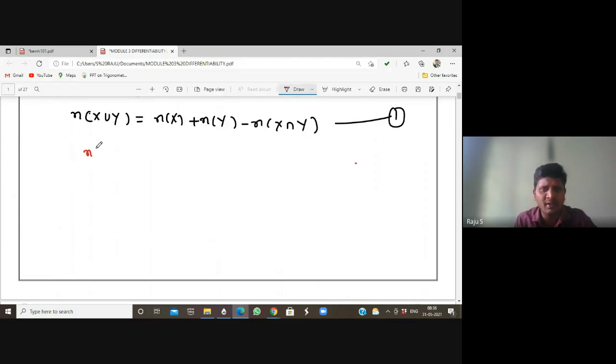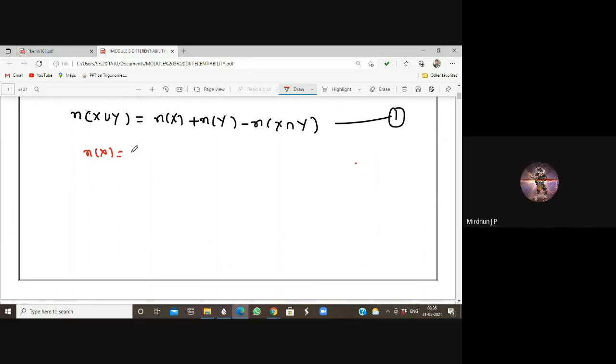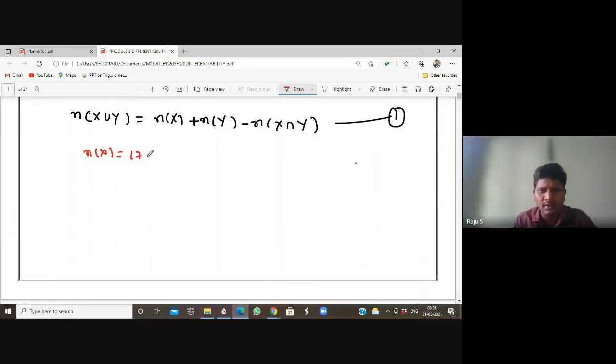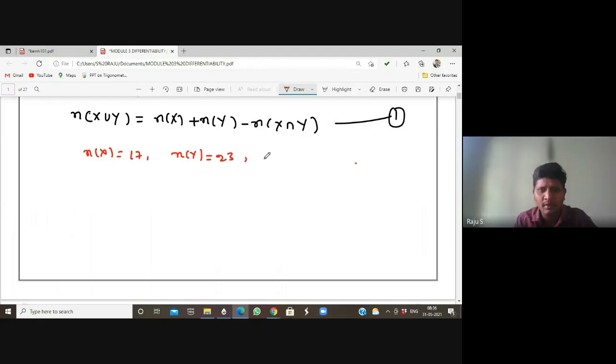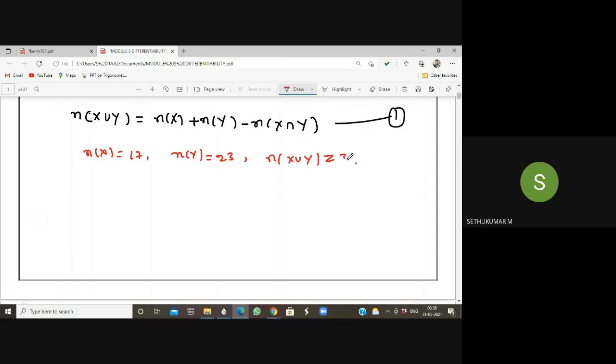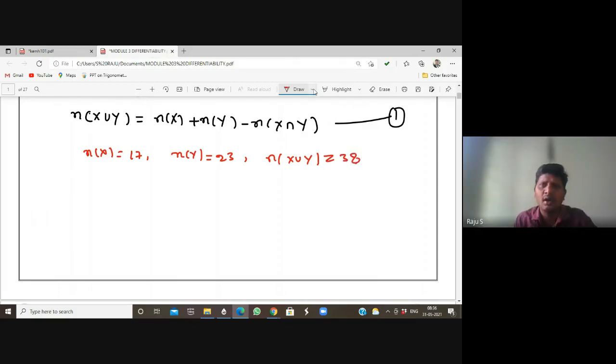Tell me what is n of X they given. I think you have textbooks, right? Tell me n of X. 17. n of Y. 23. n of X union Y. 38. Right. All these values, substitute in equation 1.